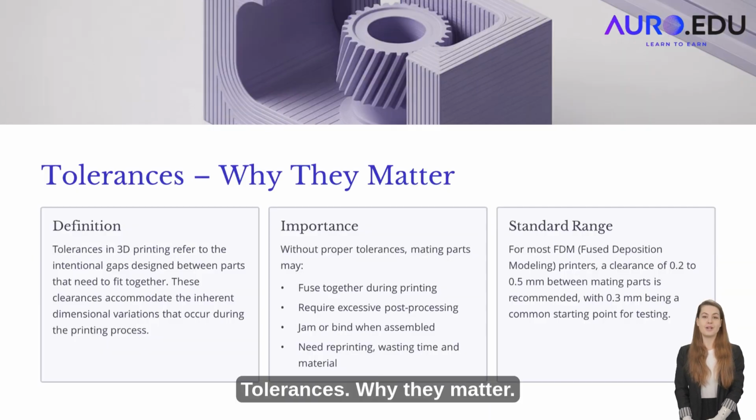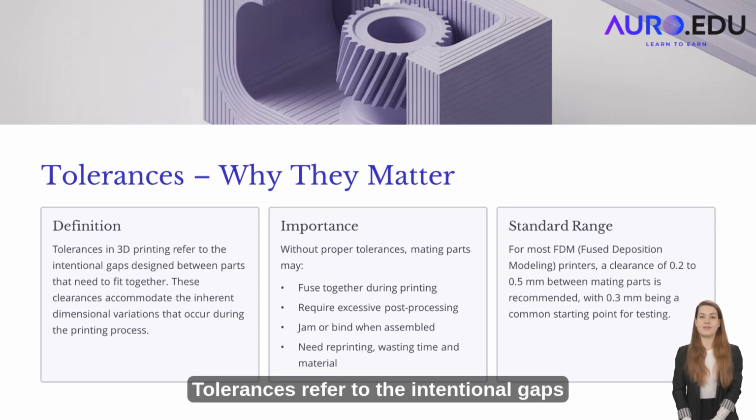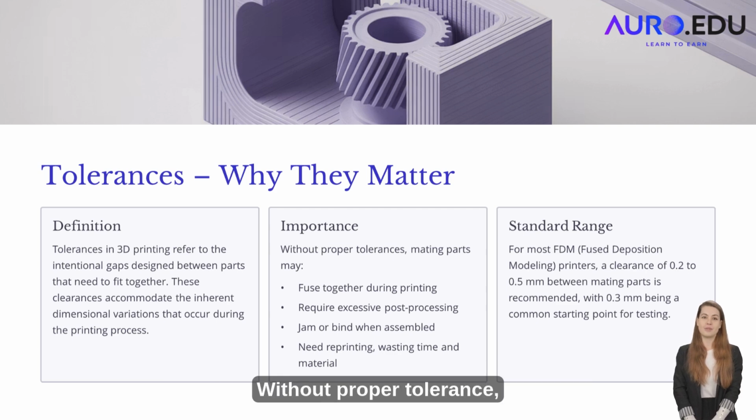3. Tolerances. Why they matter. Tolerances refer to the intentional gaps between parts that need to fit together. Since 3D prints can swell slightly or have layer inconsistencies, parts with no clearance may jam. A common practice is to allow 0.2 to 0.5 millimeters of space between mating parts. Without proper tolerance, assemblies often fail.